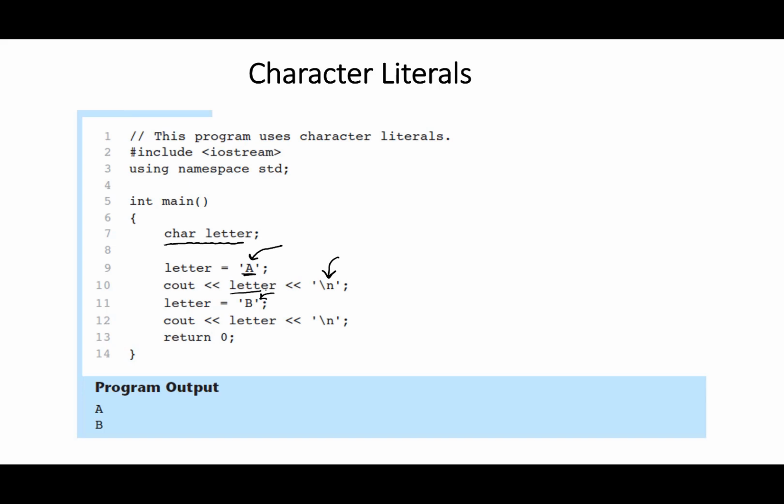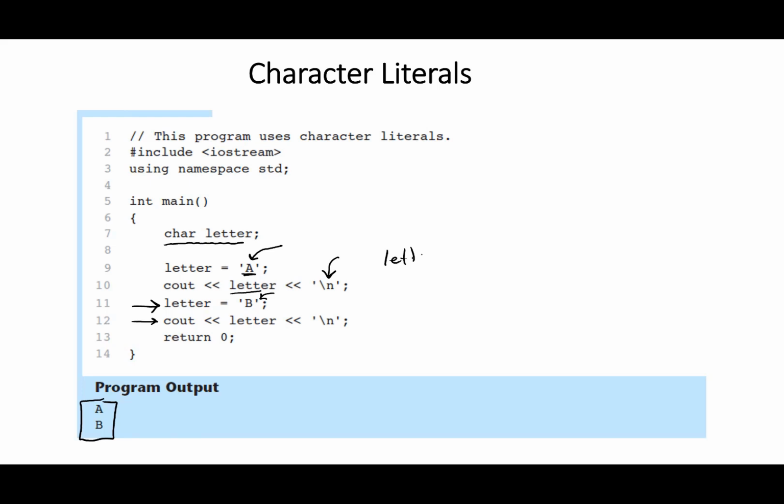And then we do cout letter, and then a new line. And then we set letter equal to B, so now we've stored B to letter. And then we do cout letter and then a new line. So literally what we're going to get is it's going to print out A and then a new line and then B, and then it's going to go to the next line after that.